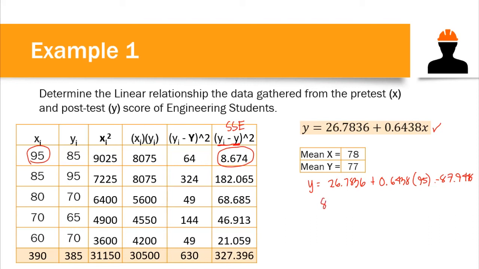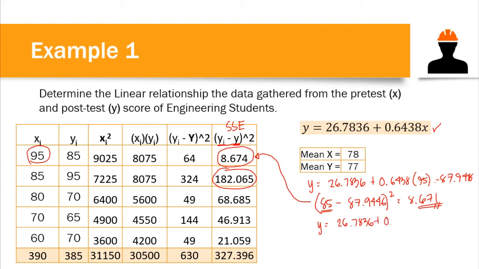So we can now compute using this formula, yi minus y. We have 85, our actual value, minus the estimated value 87.9446, then squared. Then we have 8.671. Never mind the difference in the decimals. Now for the second value, the same procedure, we compute for the estimated value. Y is equal to 26.7836 plus 0.6438 times the x value here, which is 85.